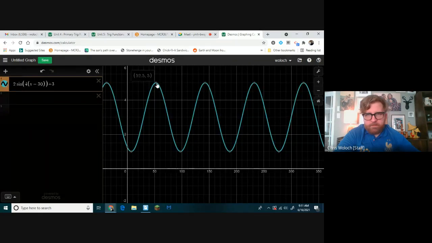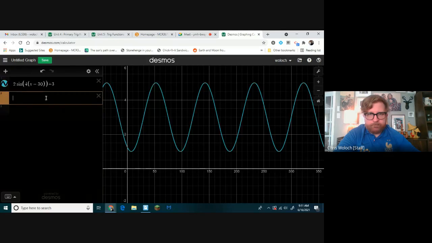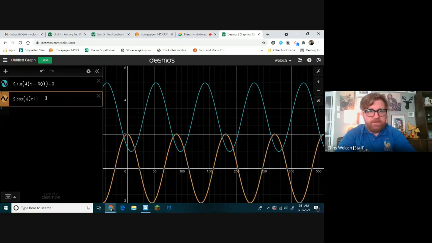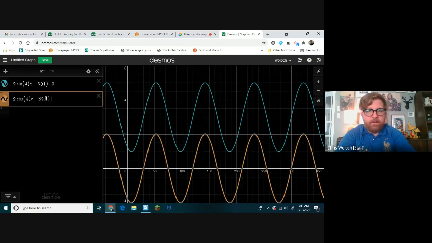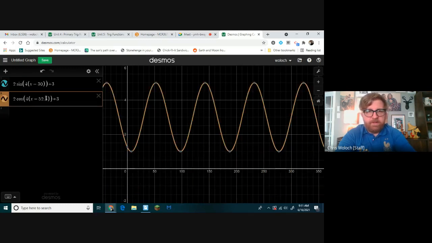Cool. All right. Now, if we type in the cosine equation, then this graph shouldn't change. So it was 2 cos 4 and then x minus 52.5, plus 3. And it's like, oh, sick. Look at that. Right? The graph is hiding the other one. So we were correct. Cool.